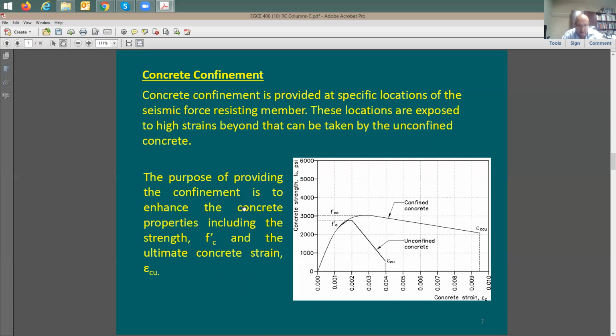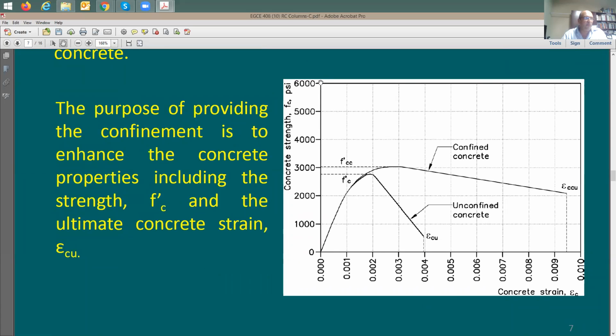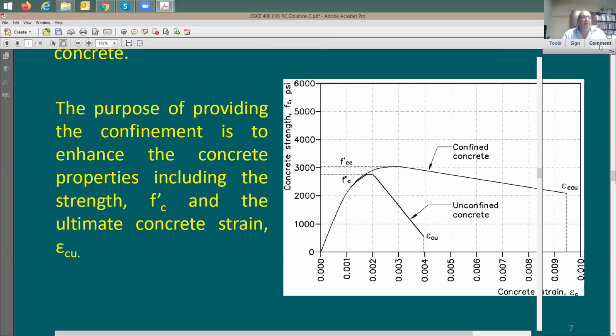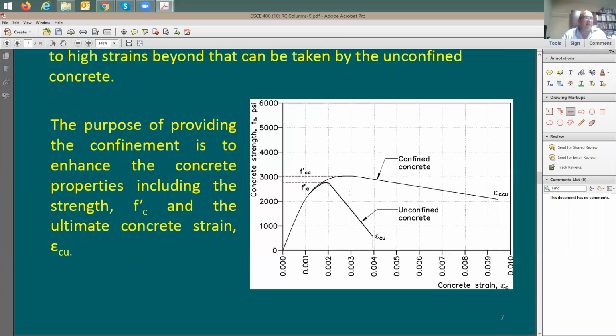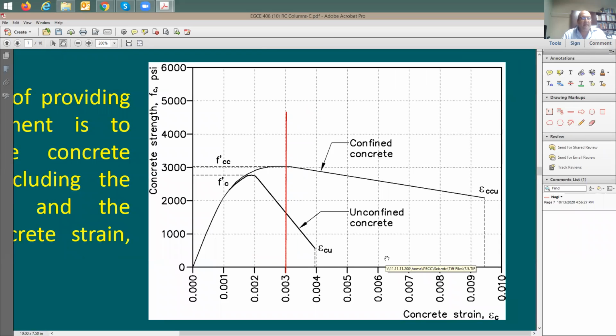Let's look here at what happens to concrete properties. Here on the y-axis, I have the strength of the concrete. On the x-axis, I have the strain. The code says that concrete is going to fail once it reaches a strain of 0.003, right? We understand that. If you bring a sample here of unconfined concrete, the performance is going to look like that. And this number here is f prime c, the maximum concrete strength.